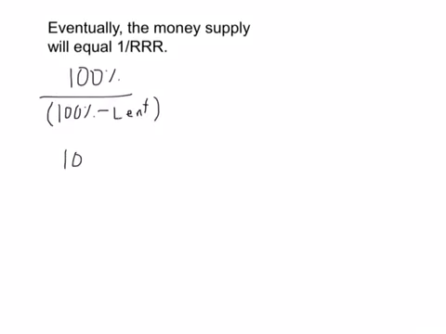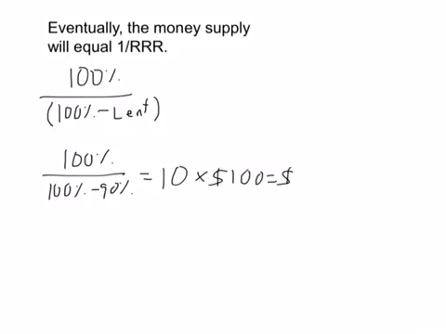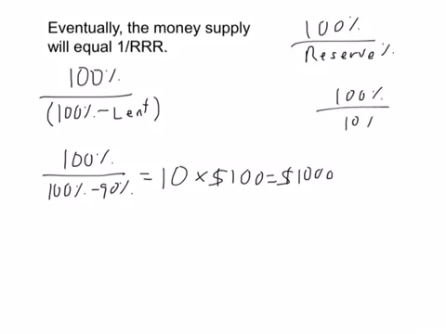In this case, it was 100% divided by 100% minus 90%, which, if you do all the math, comes out to 10. So we take 10 times the original amount, and that's going to end up as $1,000. We could also express this formula as 100% divided by how much they keep in reserve. In other words, how much they don't lend out. In this case, that was 100% divided by 10%, which gives us 10, which is exactly the same thing.